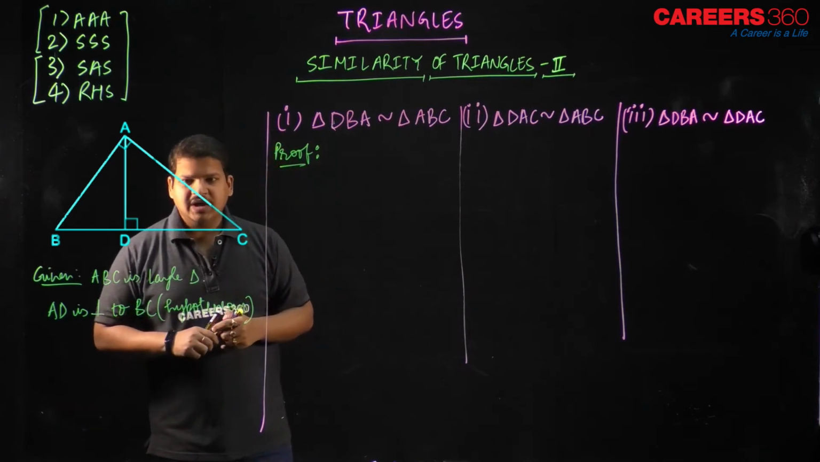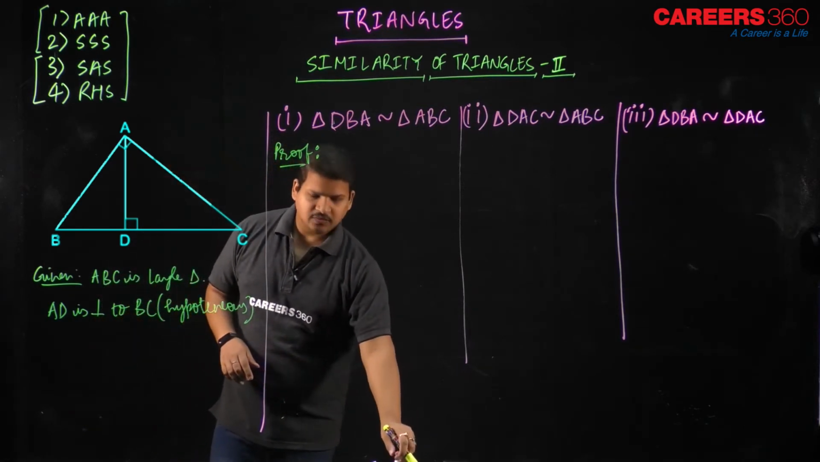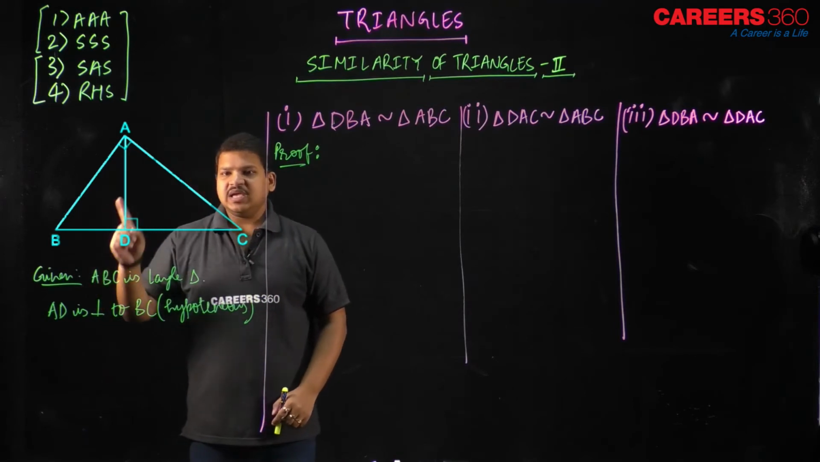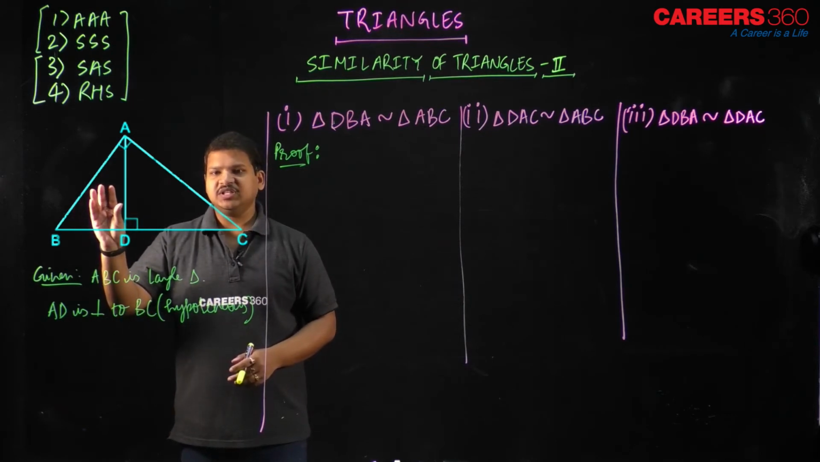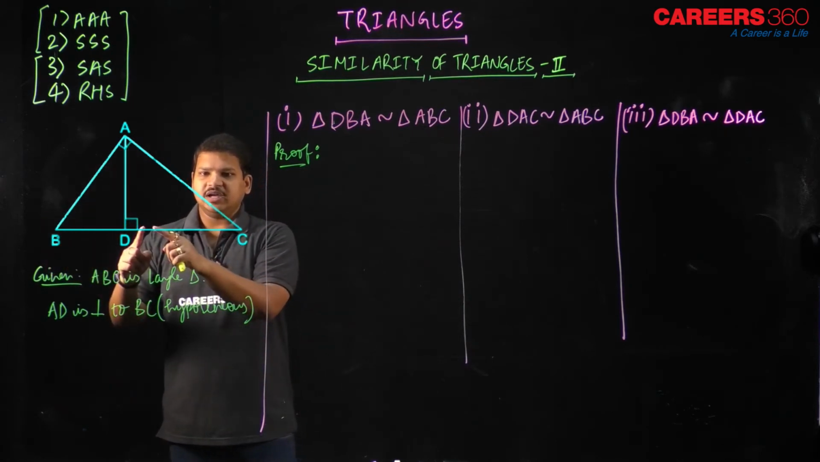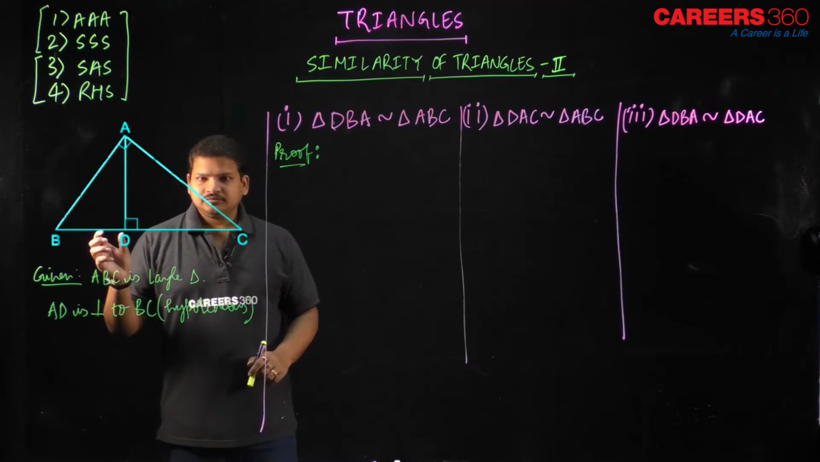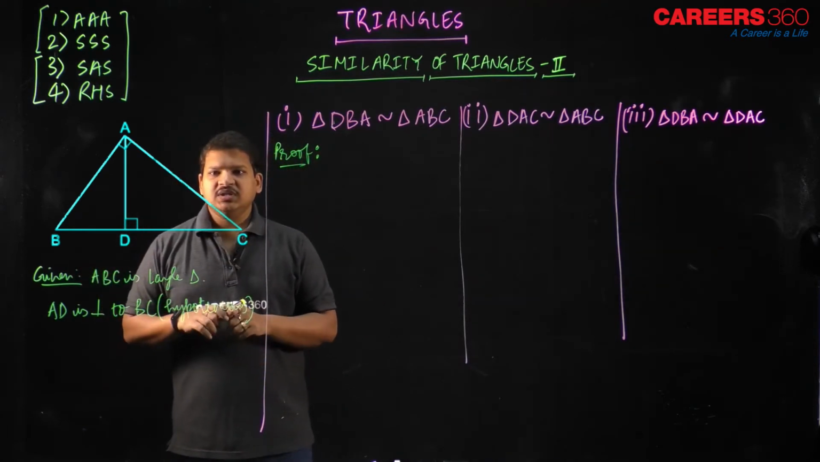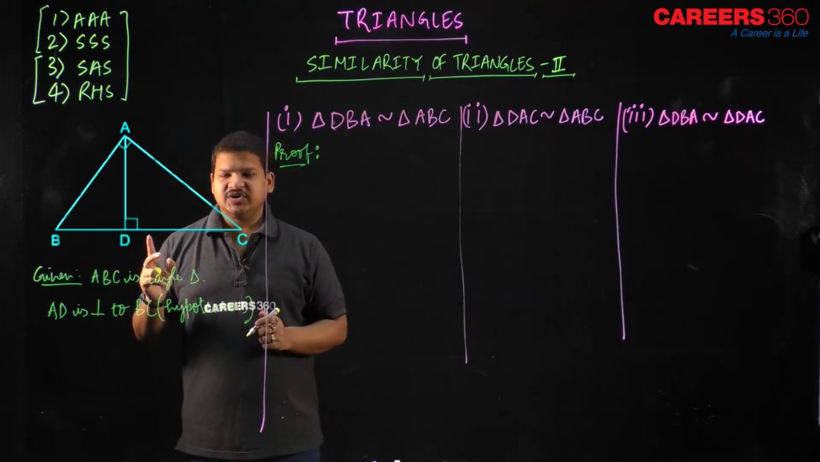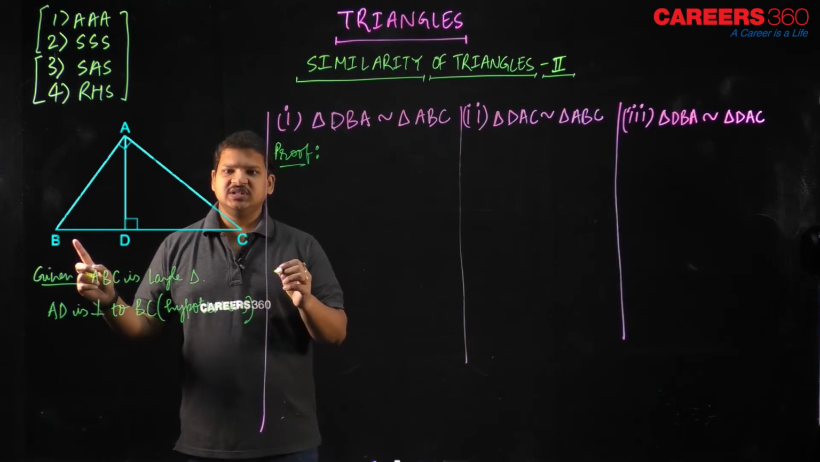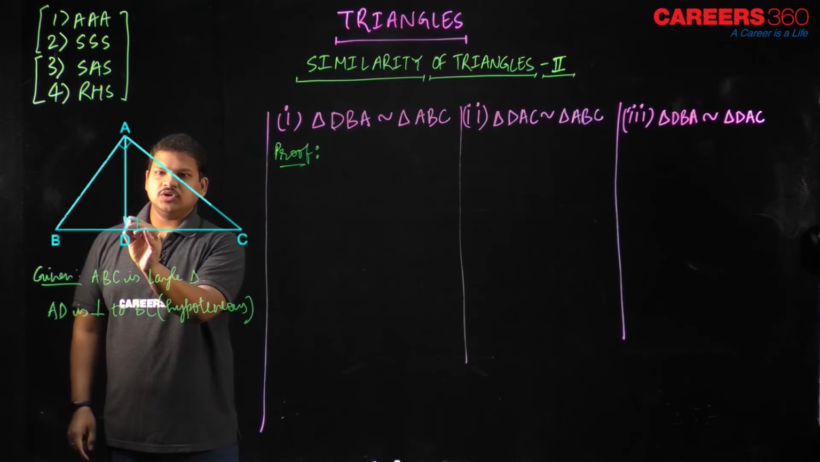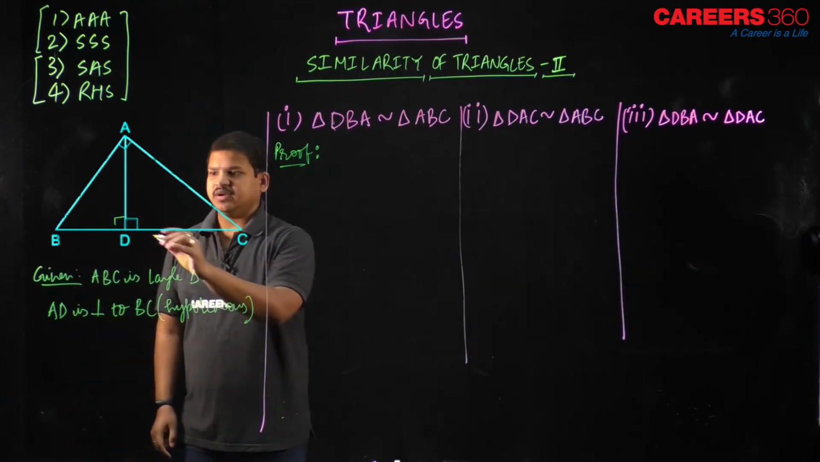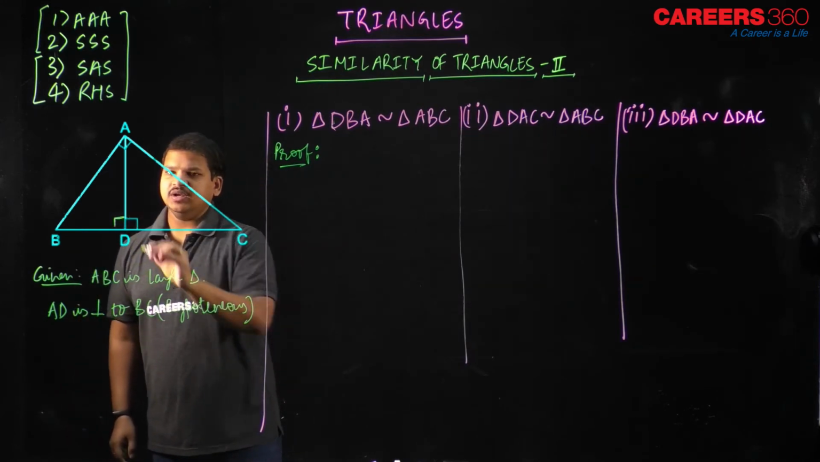Proof. Now as you can see over here, ABC is a triangle again, and over here I have DBA. So I am comparing this triangle to the bigger triangle. Now as you can see over here, there are two right triangles. Firstly, this is also a right angle triangle, right?